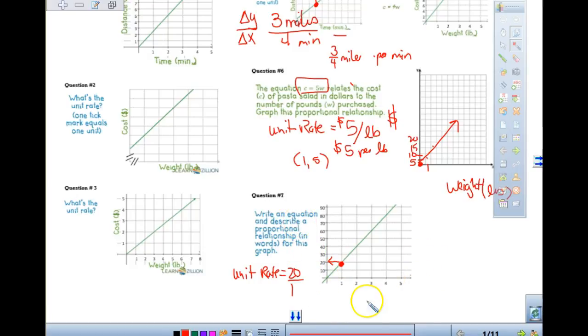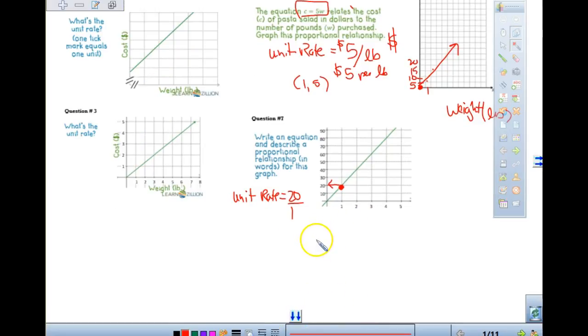So for an equation, right below number 7, or right by number 7, equations are always going to be in this form. We're going to work a ton more with this today. Y equals, it's always going to be our unit rate times X. So your answer for number 7 should be Y equals, our unit rate was 20 over 1. And you can put 20 over 1, or you can just write 20.